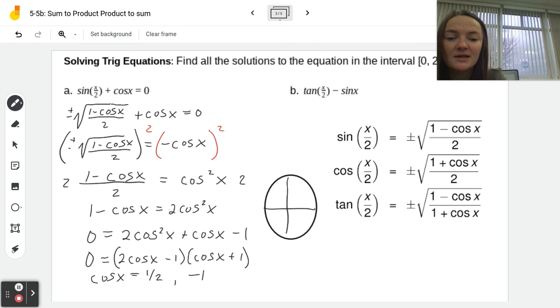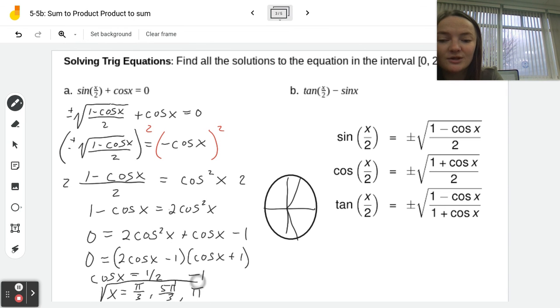In order to solve this, I just want to find out when does cosine equal positive a half. That happens here and it happens here. So we're going to get x is equal to pi over 3 and 5 pi over 3. And we're also going to get pi. So those are our solutions to this set. Go ahead and try letter B on your own.